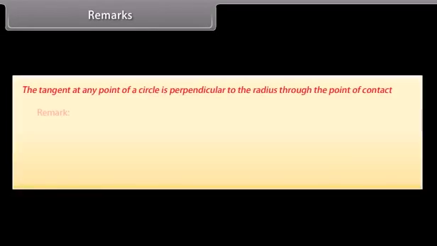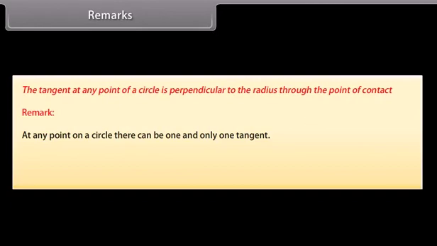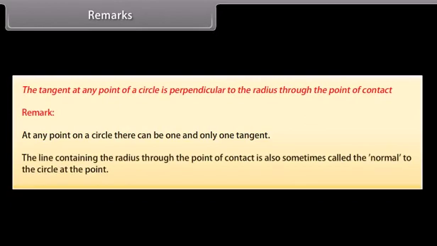Remarks. From this theorem, we can also conclude that at any point on a circle, there can be one and only one tangent. And the line containing the radius through the point of contact is also sometimes called the normal to the circle at the point.